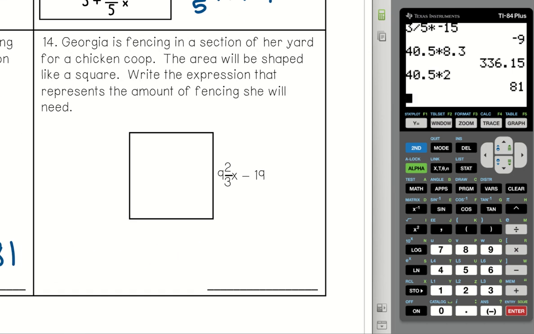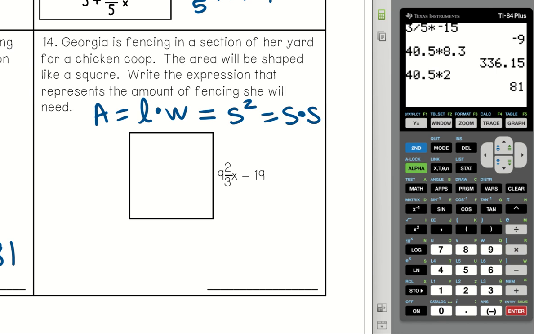All right, last one. Georgia is fencing in a section of her yard for a chicken coop. The area will be shaped like a square. Write the expression that represents the amount of fencing she will need. So a square technically is a rectangle, so it's still length times width. But in a square, the sides are the same. So most of the time, the area of a square is written side squared, or side times side, means the same thing. So basically, we need to multiply this side times itself.